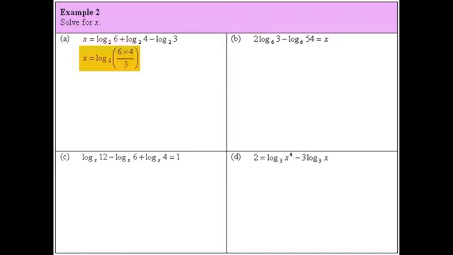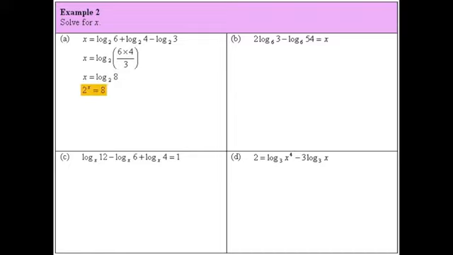With question A, I have 3 logarithms all having the same base of 2 being added and subtracted from each other. That means I can use my first and second laws of logs to simplify it to x equals log base 2 of 6 times 4 divided by 3. Well, 6 times 4 divided by 3 is 8, so now my question reads x is equal to log base 2 of 8. How would I proceed from here?